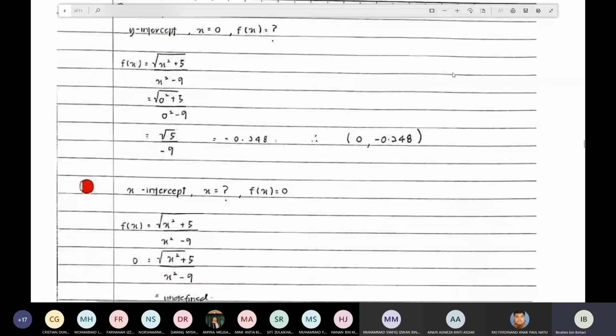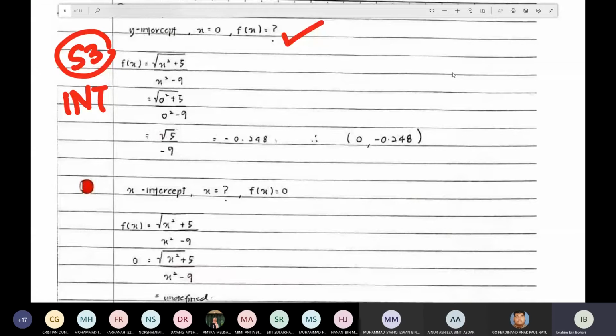Okay, step 3, you find the intercepts of the rational function. First, you find the y-intercept of the function. X here equals 0. You find the value of y. Here equals the third 5 over negative 9, and the answer here equals negative 0.248.